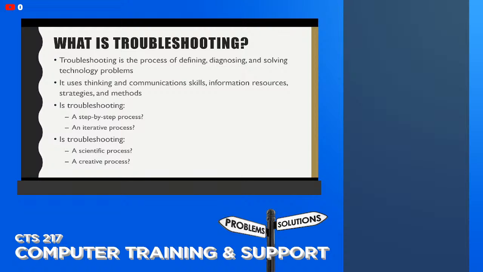And so, moreover, when we're thinking about troubleshooting, we're also thinking about these different sorts of thought processes and communication skills that we have to use.